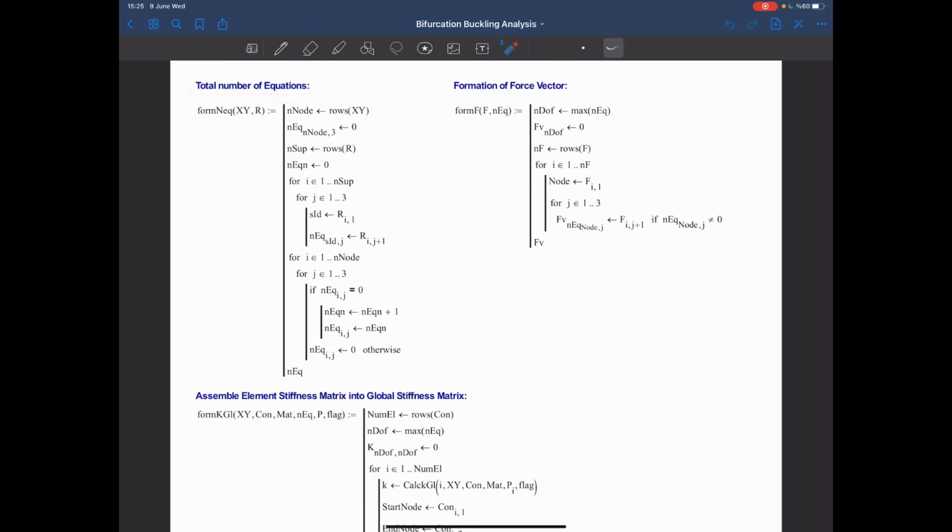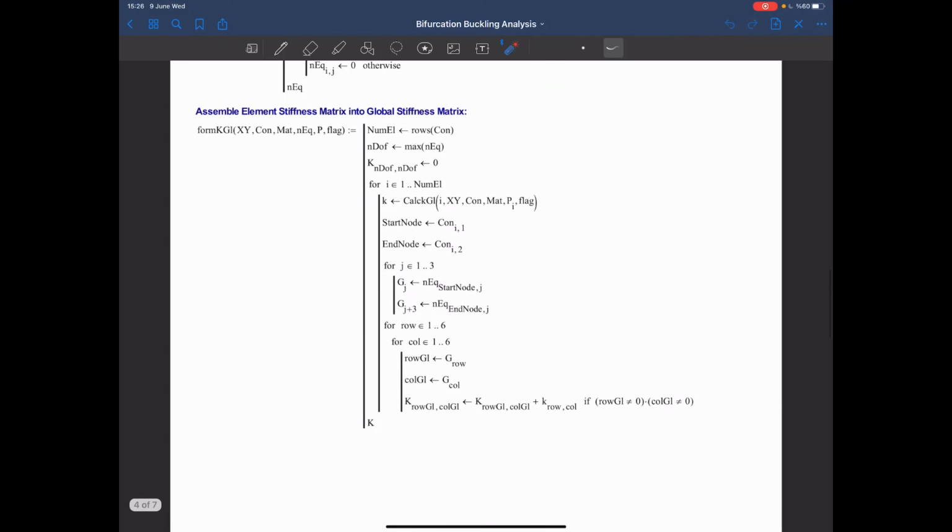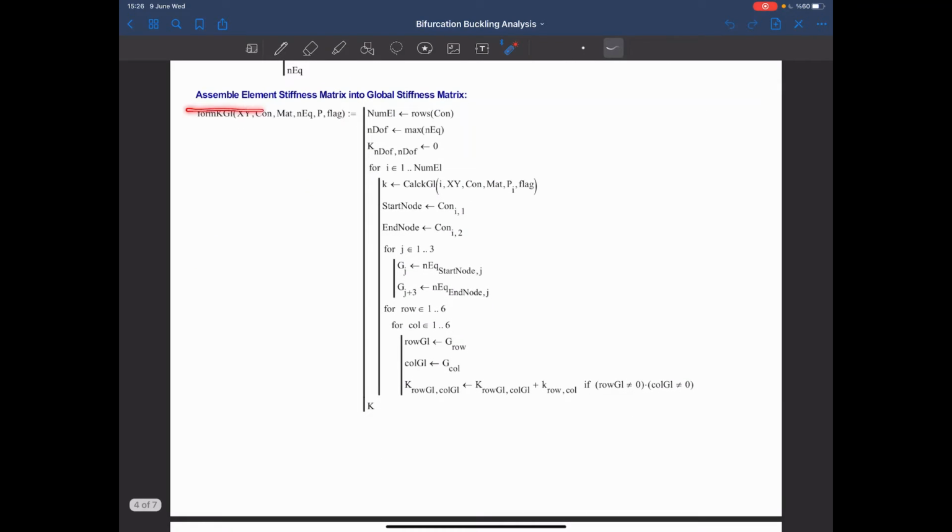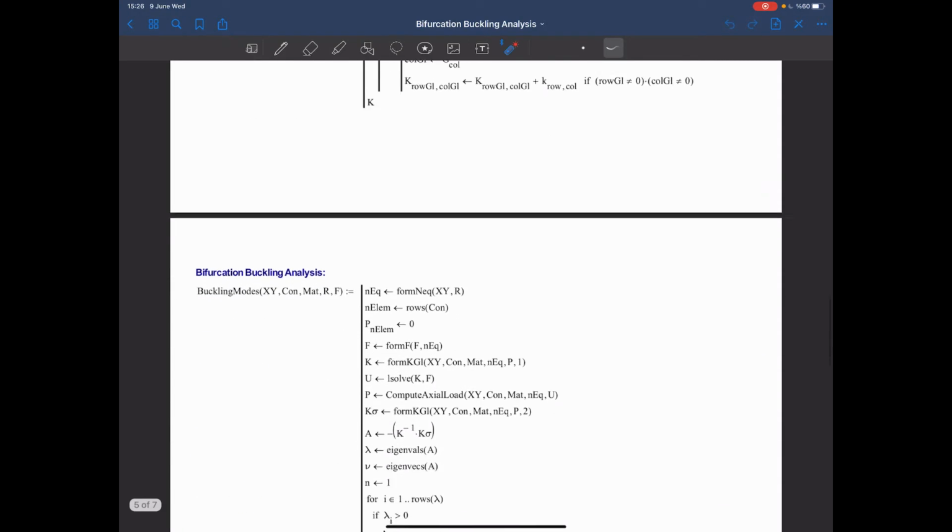This part of the algorithm is exactly the same. Calculate the total number of equations, form the force vector. Now the assembly of the stiffness matrix has no difference. You calculate the K global. If the flag is equal to 1, it will give me the elastic stiffness or the linear stiffness matrix. If I say the flag is equal to 2, it will give me the geometric stiffness matrix. Flag is equal to 3, it will give me the summation of both.